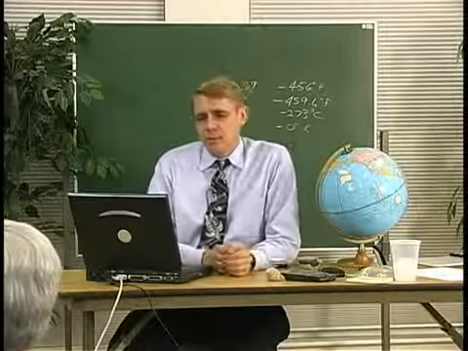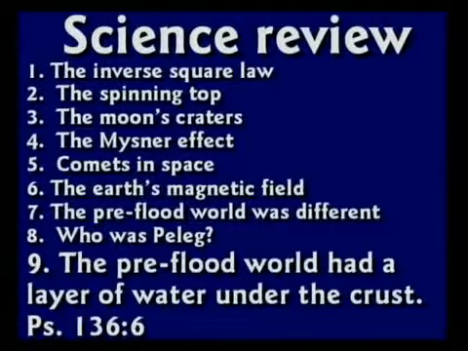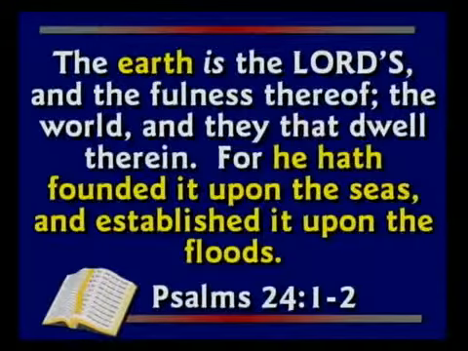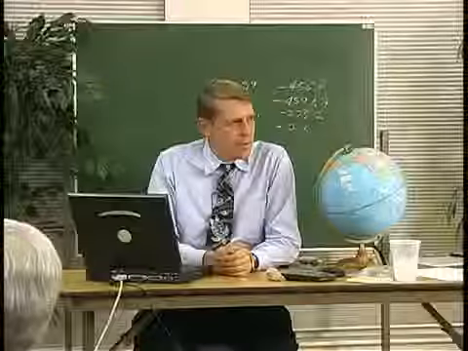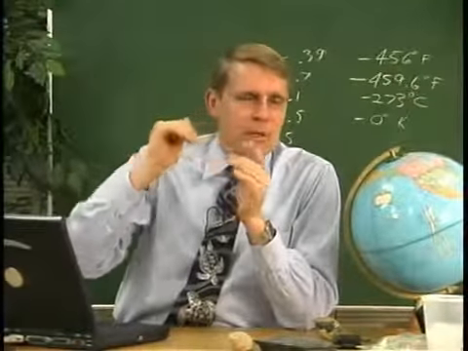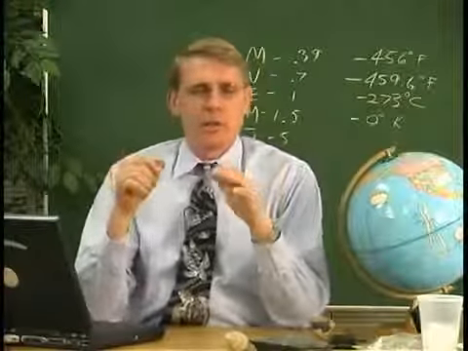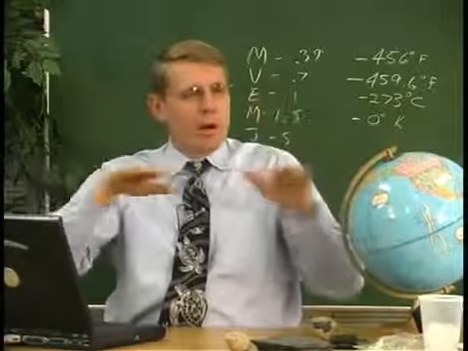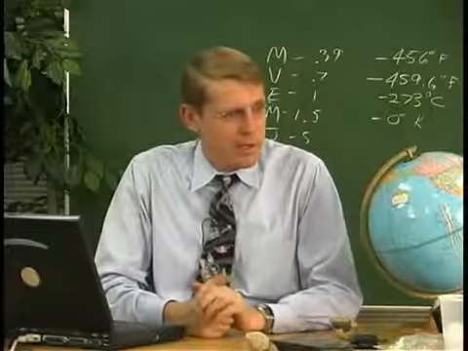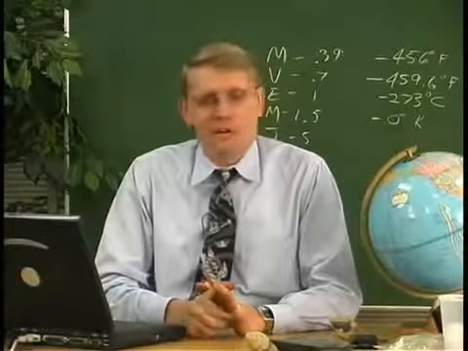And number 9, the pre-flood world, according to the Bible, had a layer of water under the crust of the earth. Now, this is critical to keep in mind. The Bible tells us in Psalm 24, the earth is the Lord's, and the fullness thereof, the world and they that dwell therein. For he hath founded it upon the seas and established it upon the floods. What does that mean? God built the earth on top of the water. Now, some people 500 years ago were teaching the earth is flat and sitting on a layer of water, which is sitting on the back of a camel or the back of a turtle or something. Nobody ever said, well, what is that standing on? Well, we don't know, we can't go that far in our theology.